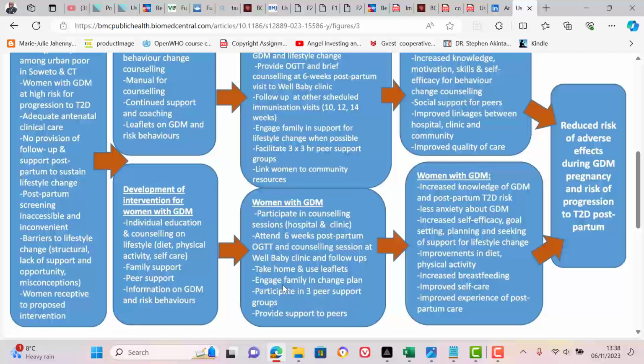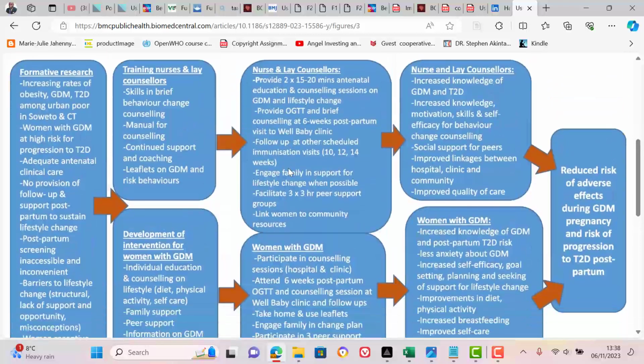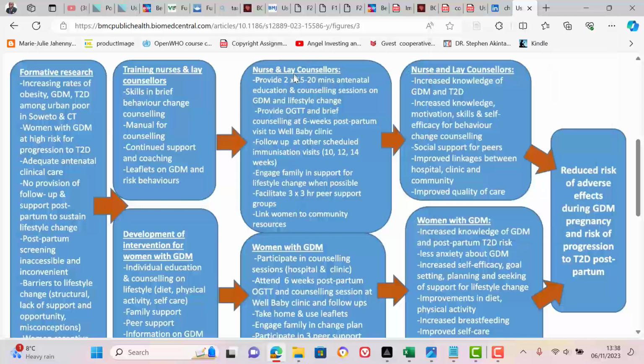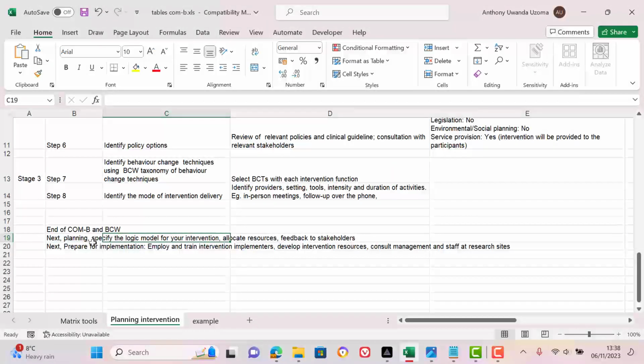So one thing you need to know here is under the activities you have to be very specific, both the timeline and the number. So if you watch, you see that the nurse and lay counselor were to provide two 15 to 20 minute antenatal education and counseling sessions. Okay, so you have to be specific: the quantity, the duration, and the intensity. So that is what we have here.